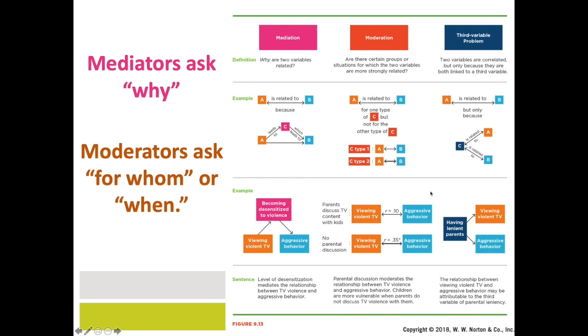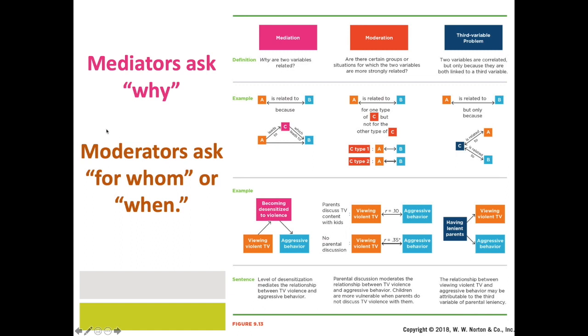So in general, I would look at mediators and say, those ask why. Why does deep talk affect well-being? Well, it looks like it's because it affects the quality of social ties. So mediation is, why are two variables related?